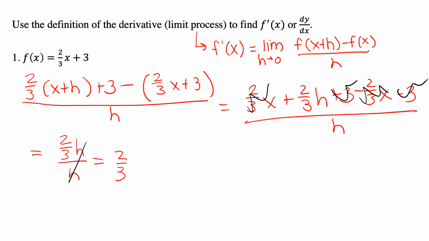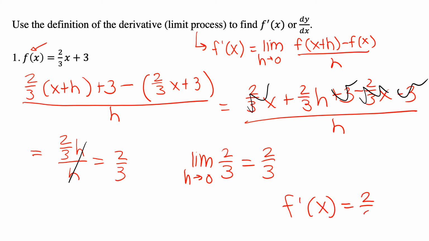To find the derivative, we want to take the limit as h goes to 0 of our simplified function, 2/3. There's nothing even to plug in, so that would just equal 2/3. So the derivative of this function, f of x, is f prime of x equals 2/3. So it's actually a constant function.